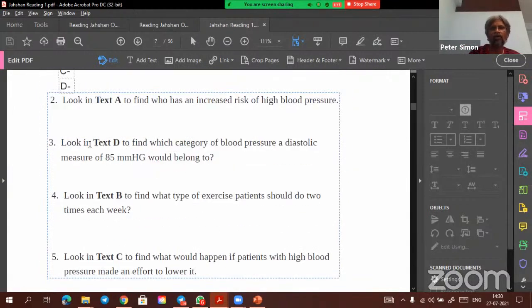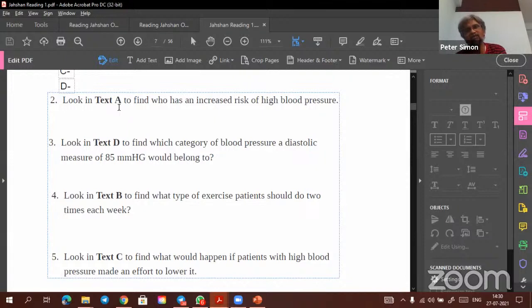Next, look in text A. If you want increased risk of high blood pressure, look in text A. Look in text D to find which category of blood pressure. Try to understand there. Look in text B: what type of exercises patient should do 2 times each week.